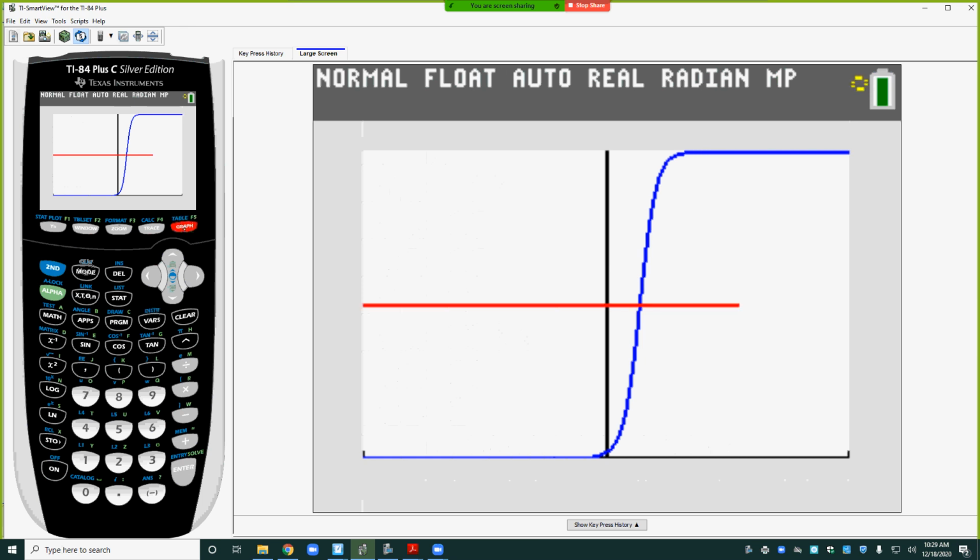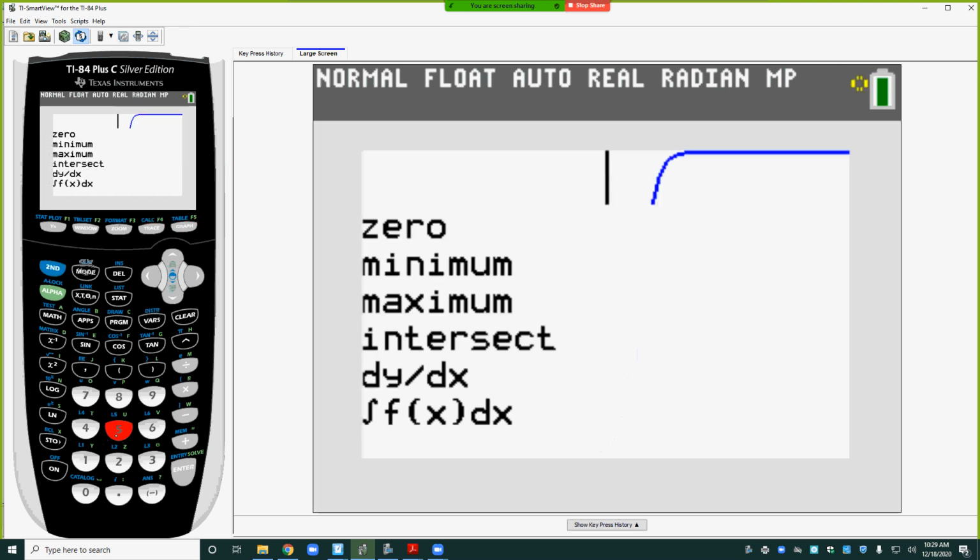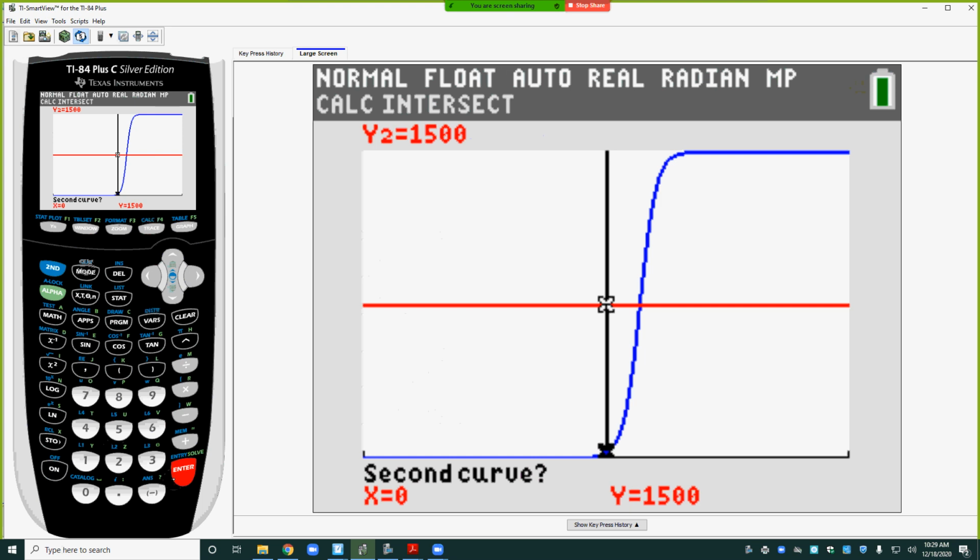There's the 1500, and I just need to find out where they intersect. Second, trace, intersect. Curve 1, upper left corner, hit enter. Curve 2, upper left corner, hit enter. My guess, don't care. It is 1.359 days.